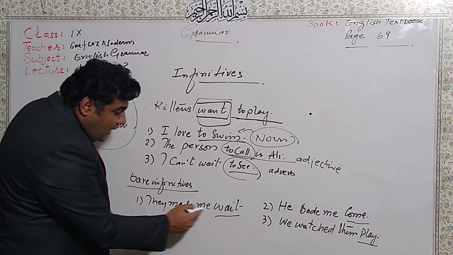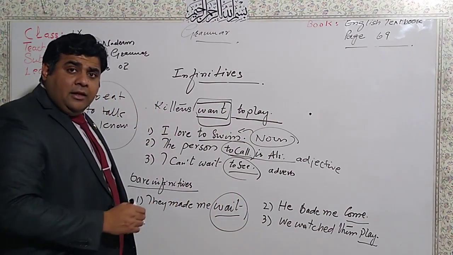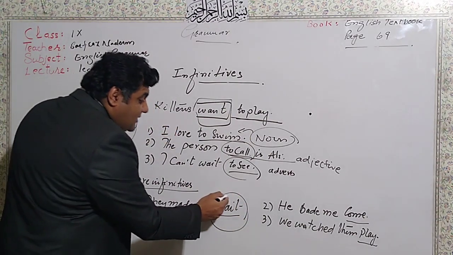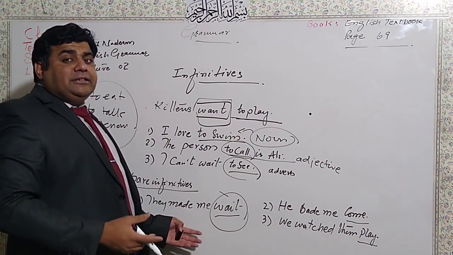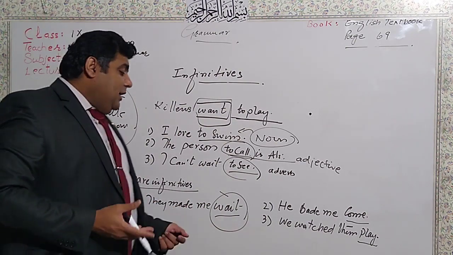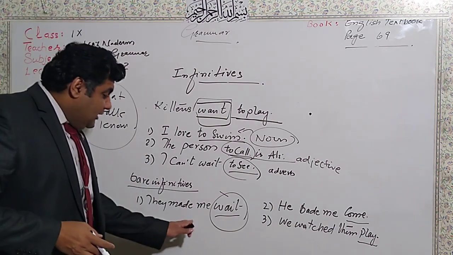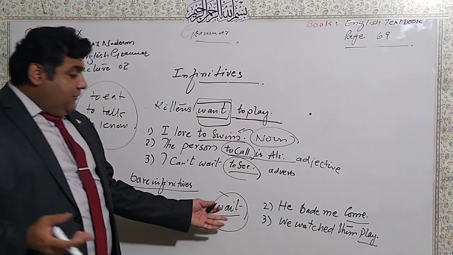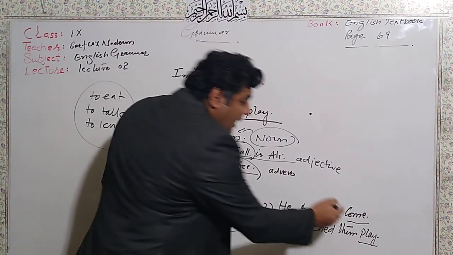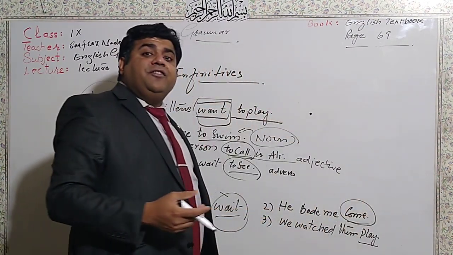Number one, they made me wait. This is a bare infinitive. It is without to. If you say, they made me to wait, it is wrong over here. So, they made me wait, wait is an infinitive. Second example, he bade me come. Come is also an infinitive.